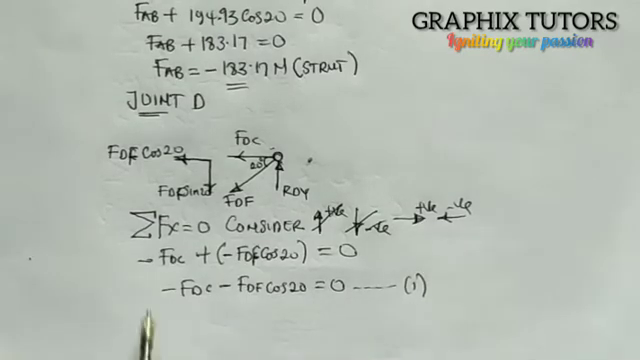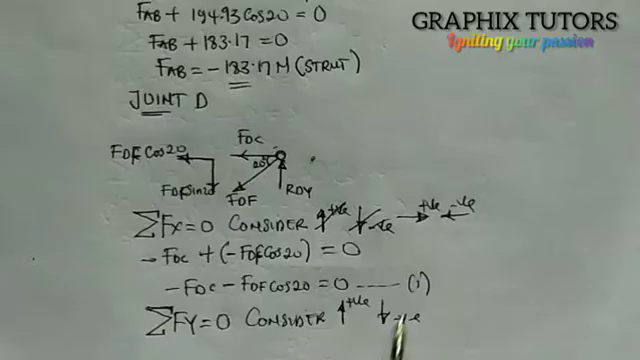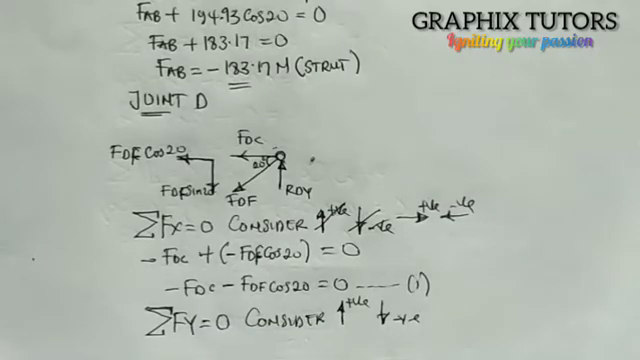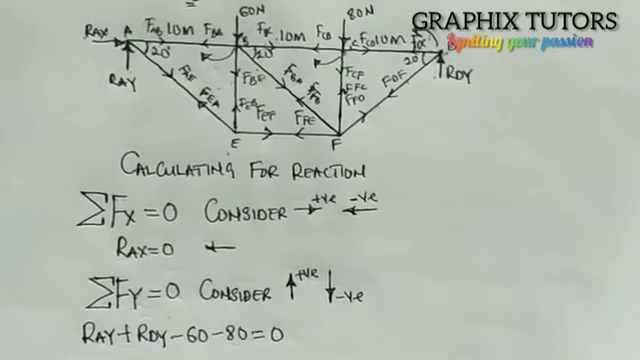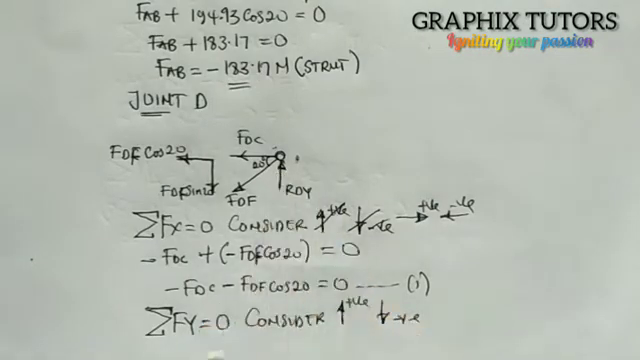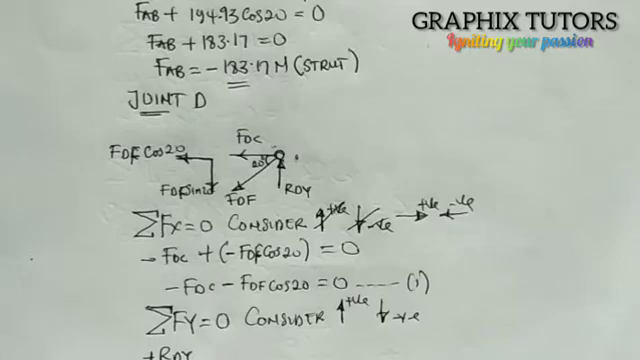For equation 2, summation of Fy equals 0. We consider upward force to be positive and downward force to be negative. If you look at our diagram, this is the upward force, plus arrow dy because it's facing upward, and this one is facing down like this, so that will be minus FDF sine 20 equals 0.